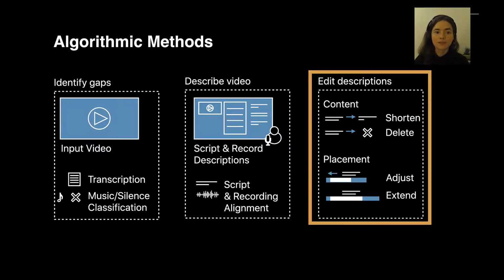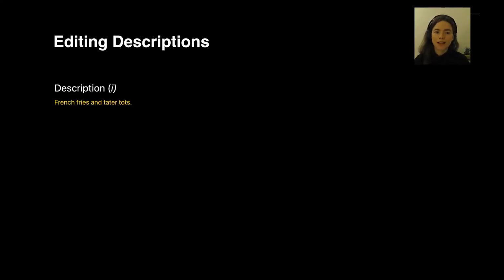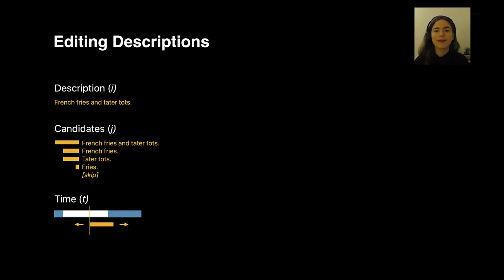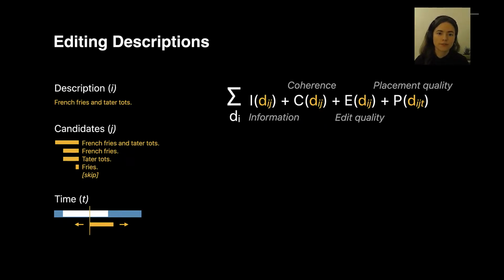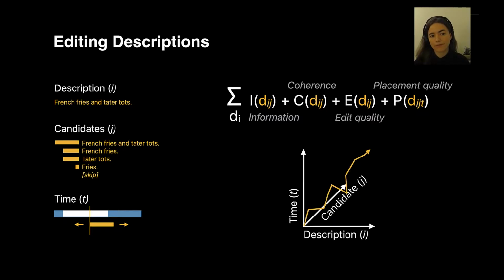Specifically, we formulate this as an optimization problem where for each description I, we want to find a candidate version J and a placement time T that maximize our objective function across all descriptions. We find the solution efficiently using dynamic programming.